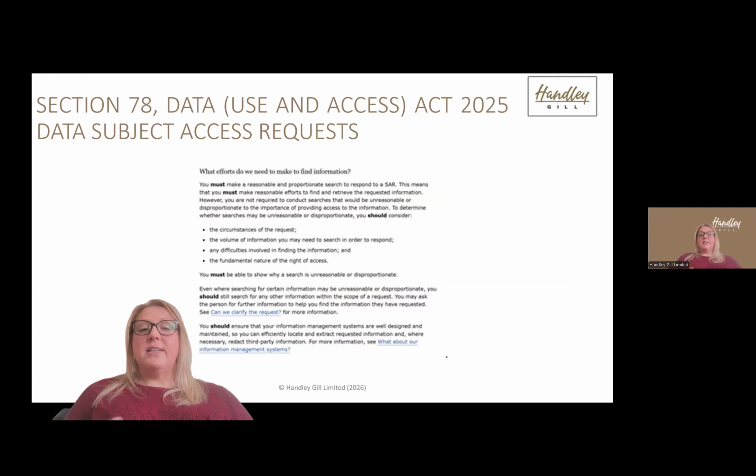The ICO's guidance says you must make a reasonable and proportionate search to respond to a SAR. This means you must make reasonable efforts to find and retrieve requested information. You're not required to conduct searches that would be unreasonable or disproportionate. And in deciding what is unreasonable or disproportionate, you should consider the circumstances of the request, the volume of information you may need to search in order to respond, any difficulties involved in finding the information, and the fundamental nature of the right of access. But you must be able to show why a search is unreasonable or disproportionate.